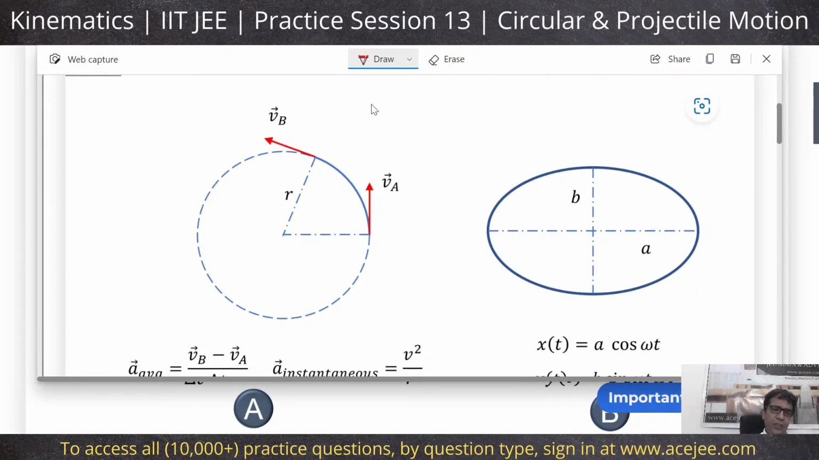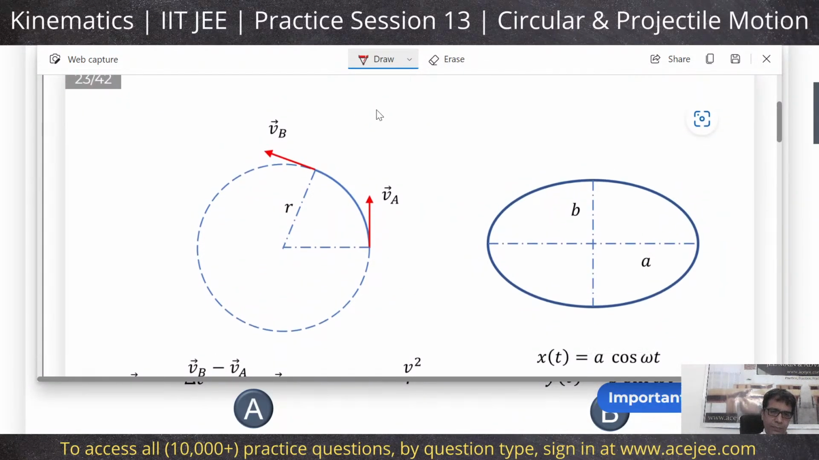Having the angular acceleration of 2 radians per second squared. What does it mean, Chavi? That in every second the angular velocity is changing by 2 radians, right? So if at some time it is, let's say, 5 radians per second, then just after 1 second it will become 7 radians per second. Correct?